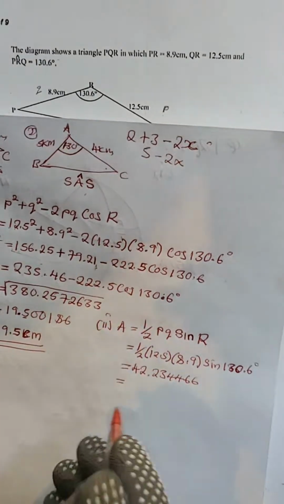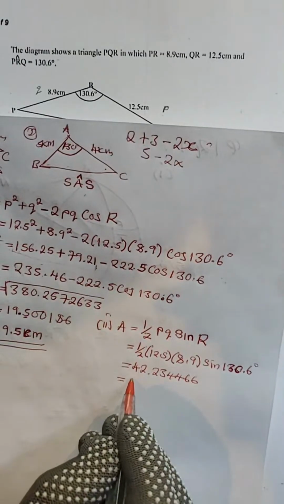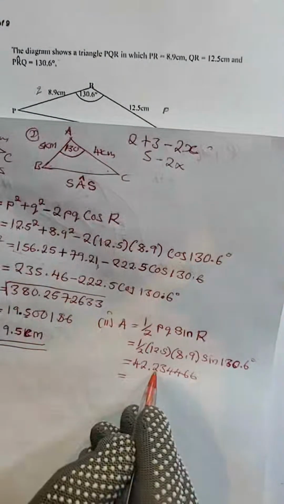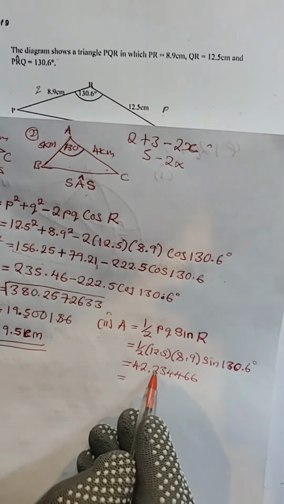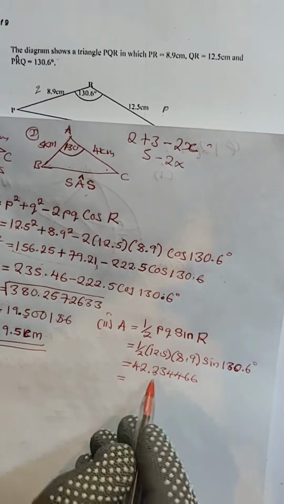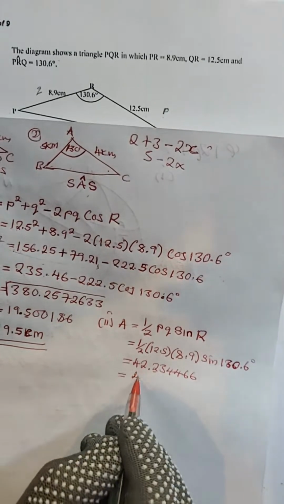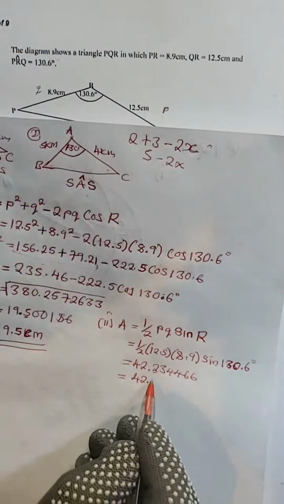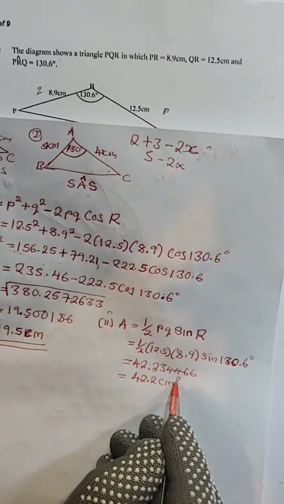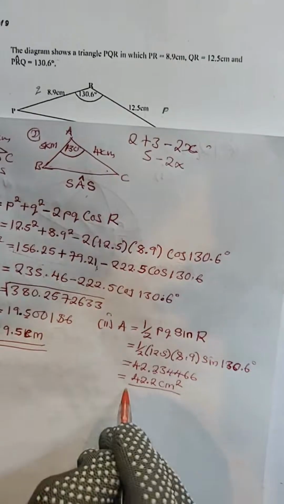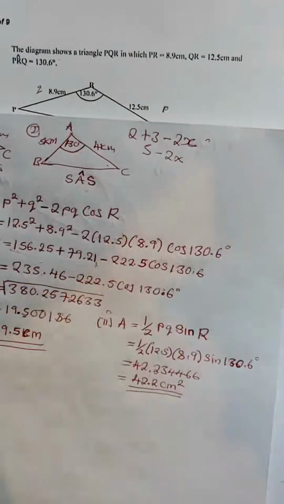So this is 42. The third significant figure is this 2 here, and the number after this 2 is less than 5. So we're not going to add anything to this 2. This 2 will remain the way it is. So the answer will be 42.2 square centimeters. Since this is area, don't forget to square it.